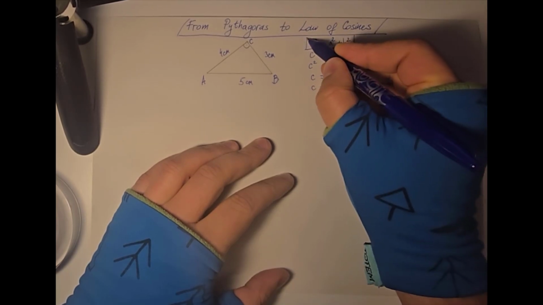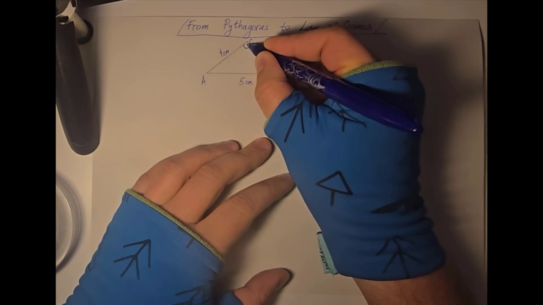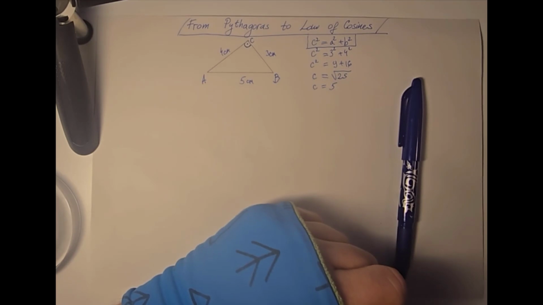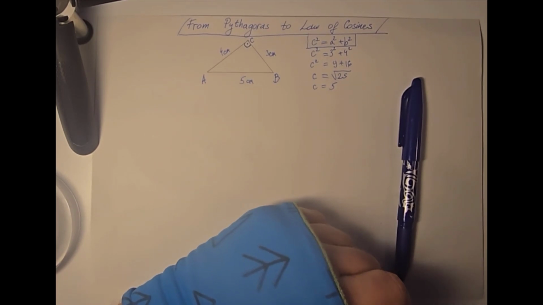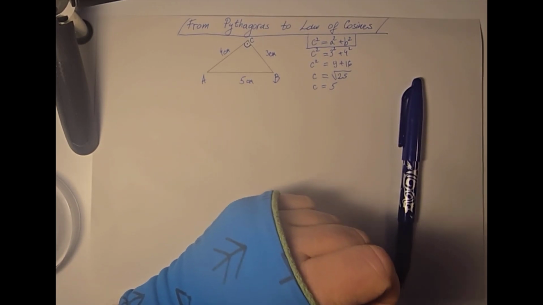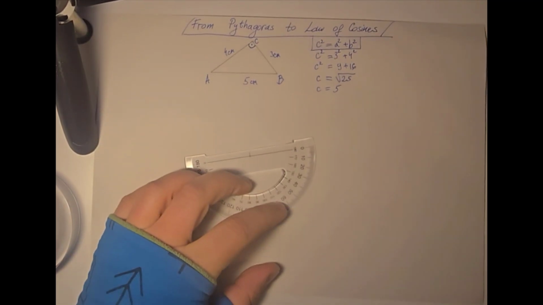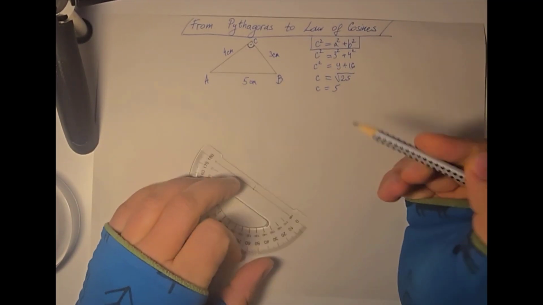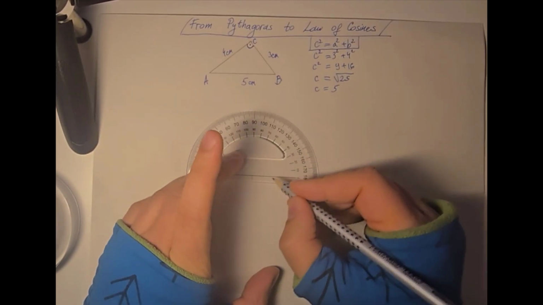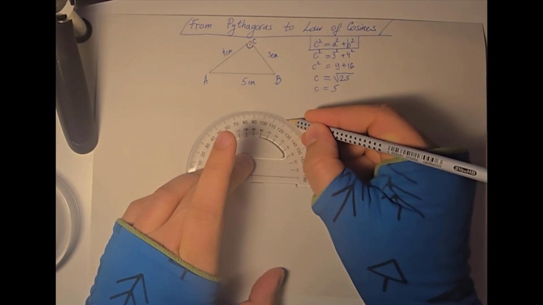Unfortunately, it only works when we have a 90-degree angle, and this is not always the case with triangles. Sometimes we have other types of angles. For example, let's draw a triangle with 60 degrees. By design, we would not be using the Pythagorean theorem because 60 degrees is not 90 degrees.